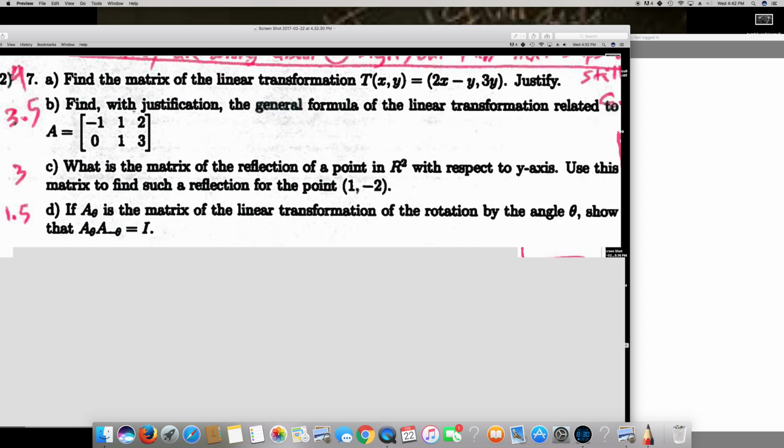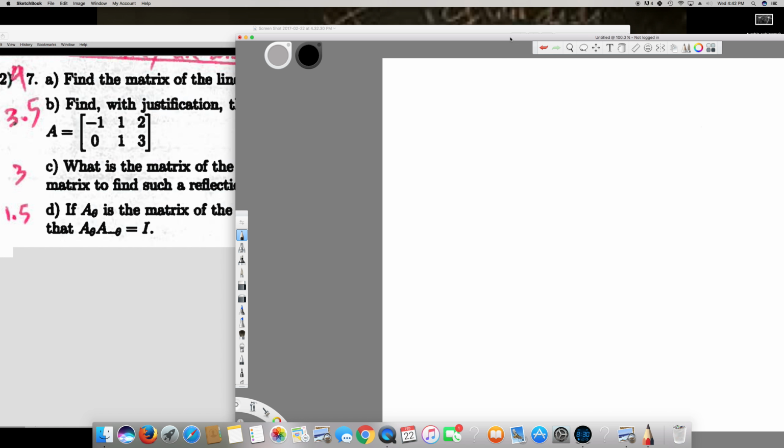I have a question from linear algebra to solve. The first question is: find the matrix of the linear transformation T(x, y) = (2x - y, 3y). Justify. Since they are asking for the matrix of the linear transformation, I have to write it in this form.